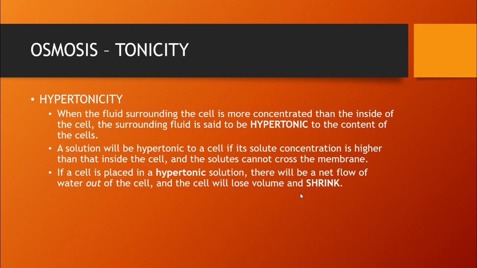Some fluid. Water will be there. Outside the cell there will be some fluid. Then the cell membrane will now be the what? The barrier, right? Which is selectively permeable. So when the fluid surrounding the cell is more concentrated than the inside of the cell, the surrounding fluid is said to be what? Hypertonic to the content of the cell.